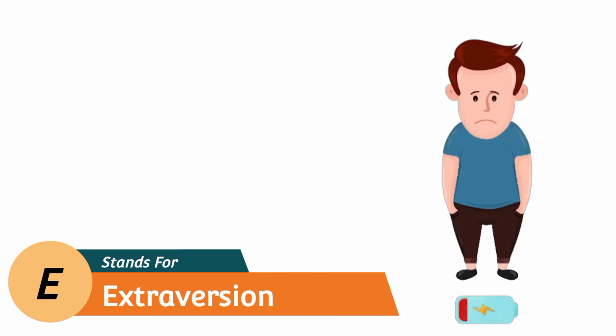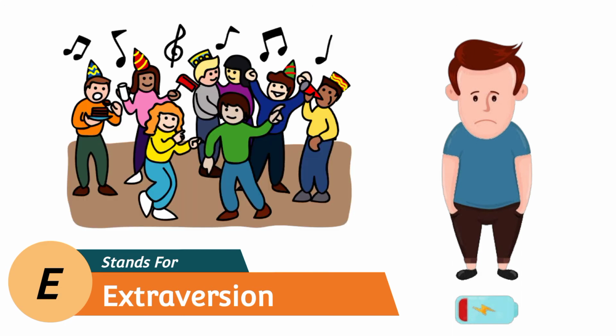People with low extroversion tend to be more reserved and have less energy to expend in social settings. Social events can feel draining, and introverts often require a period of solitude and quiet in order to recharge.